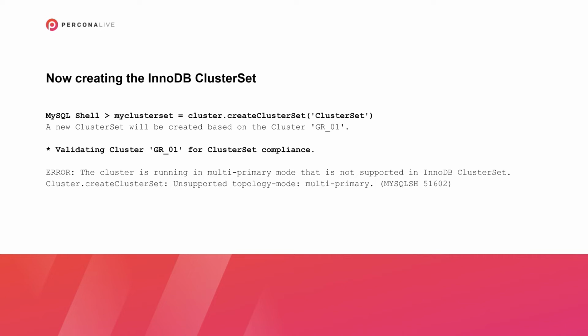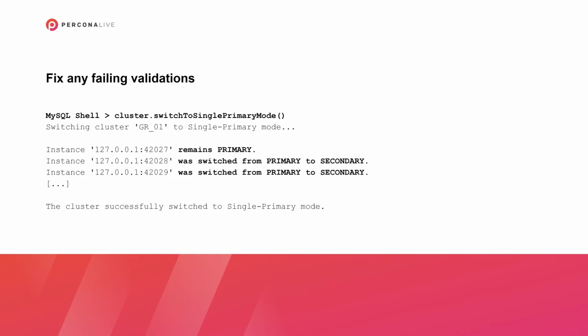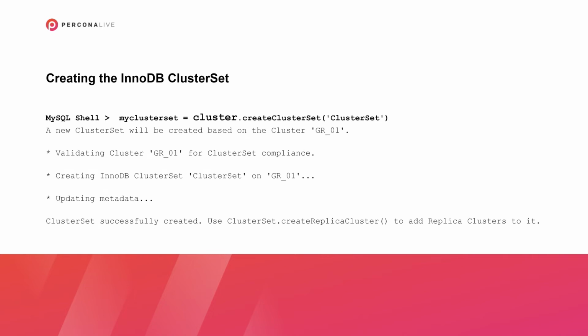There are some checks that will just give you the command that you need to run to fix it. But in this case, it's just a switch to single primary mode. It will choose one node to become the primary, and the others will take on the role of secondaries. And then you can use your cluster to create a cluster set. So it validates the cluster, does some metadata changes, and you have a cluster set with only one cluster, which is your source.